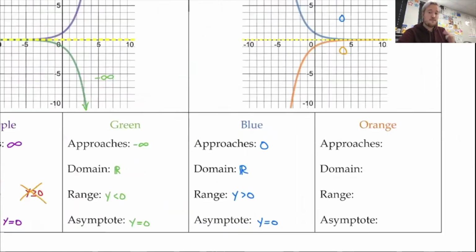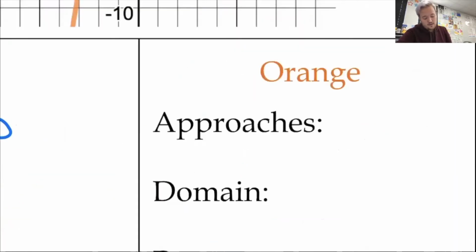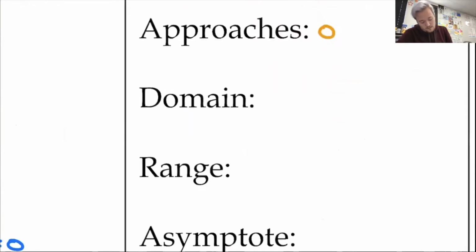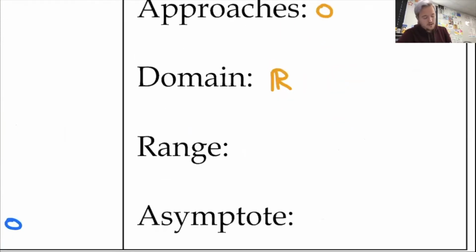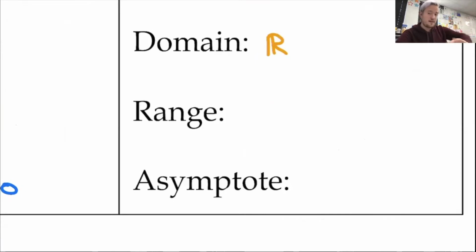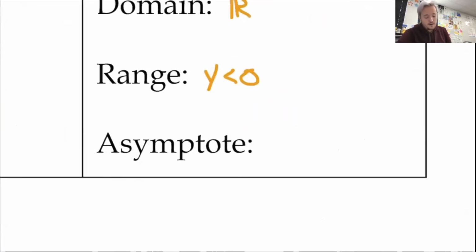All right, so now on the flip side, if I do the exponential equation in orange, it's still approaching 0. So it's still a decay here. The domain is still all real numbers. The range, in this case, because it's below the x-axis, now we want y less than 0. And then your asymptote here, once again, is still the x-axis, which is y equals 0.